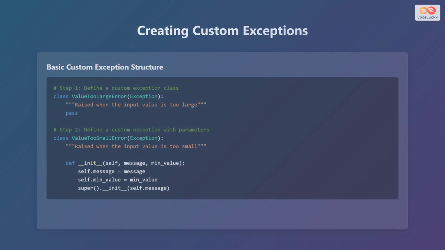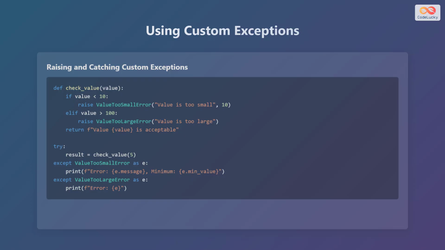Here's how to create custom exceptions in Python. First, define a custom exception class by inheriting from the built-in Exception class. Use the pass statement if no additional functionality is needed. You can also define a custom exception with parameters by adding an __init__ method to the class. This allows you to pass additional information about the exception when it's raised. Remember to call the super().__init__ method to properly initialize the exception.